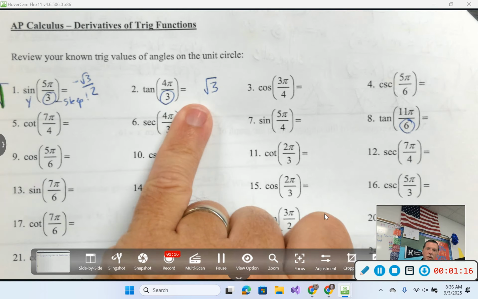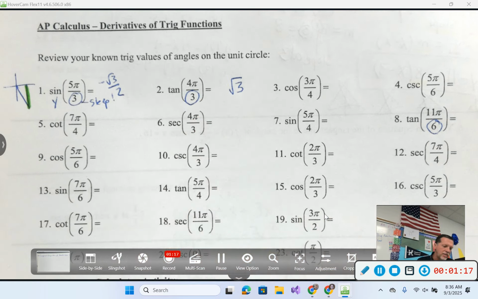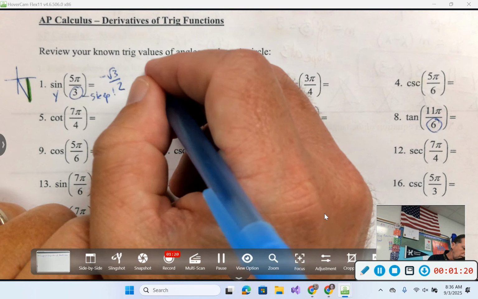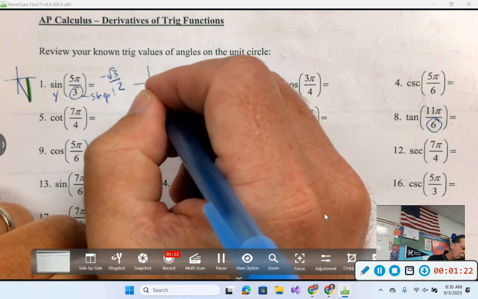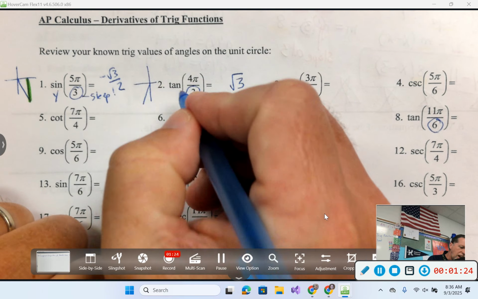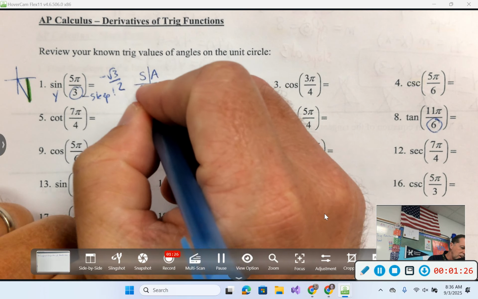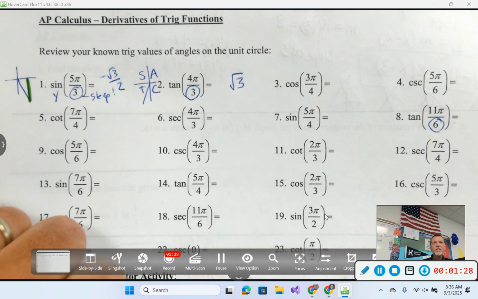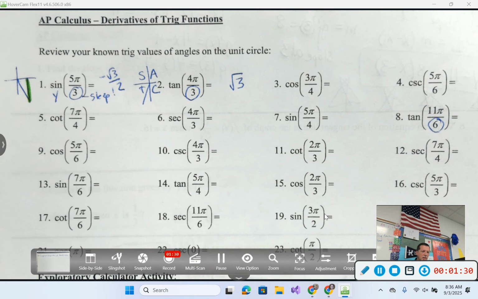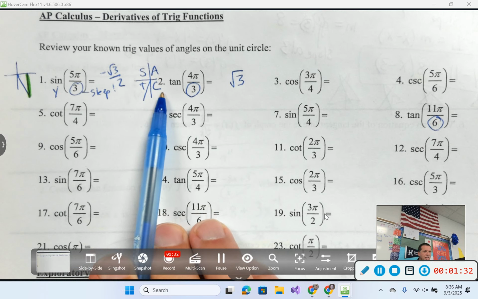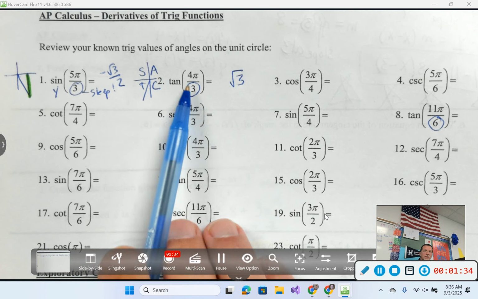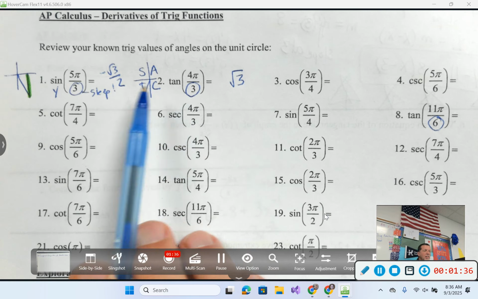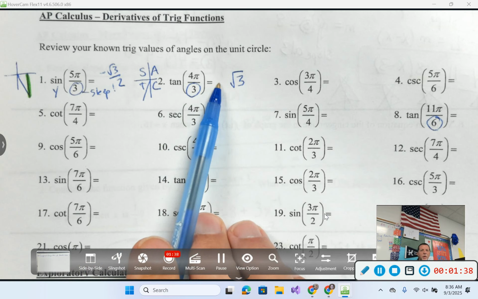I need to back up here because I need to think about positive or negative. What quadrant is 4 pi over 3 in? Third. And what's the sign of tangent in the third? Positive. Either all students take calculus, or tangent is sine over cosine. They're both negative, therefore the tangent is positive.